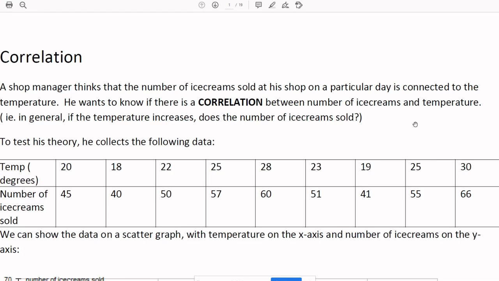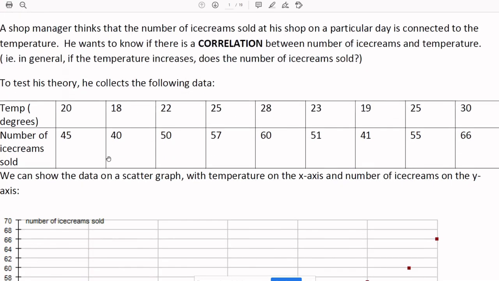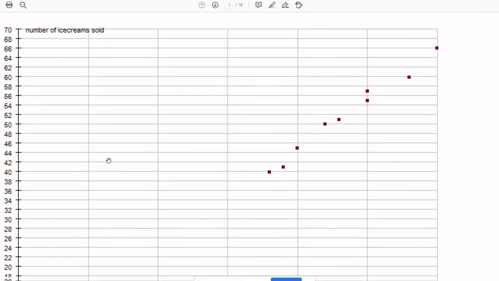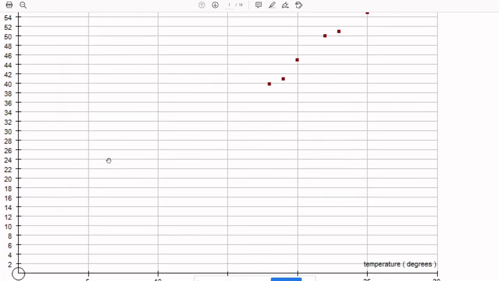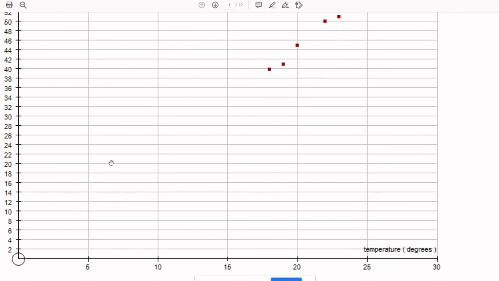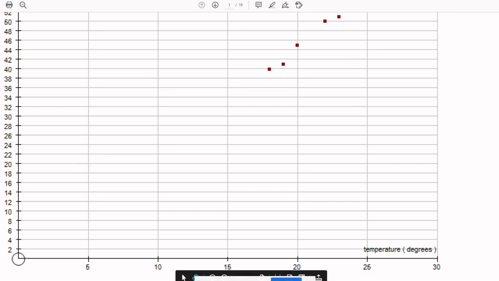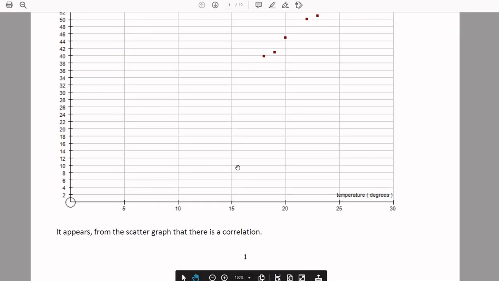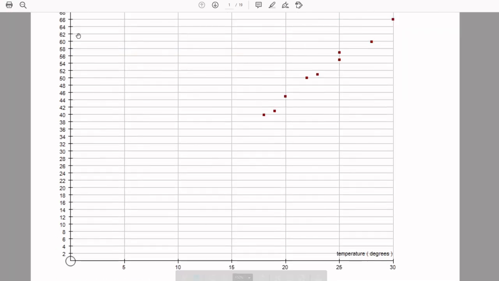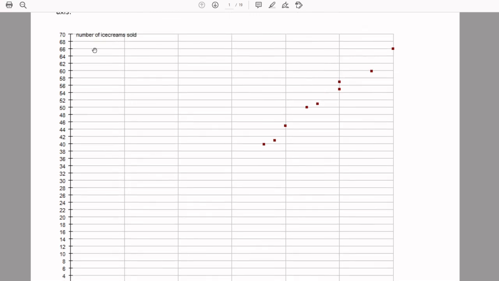which would make sense. So for different days he's collected the temperature and the number of ice creams sold. He's done that for 1, 2, 3, 4, 5, 6, 7, 8, 9 days. Obviously one thing we can do is to put those results onto a scatter graph. So here we have the temperature along the bottom and the number of ice creams sold on the y-axis.